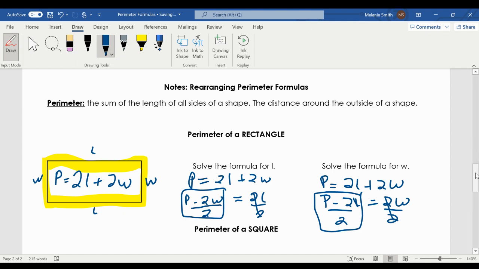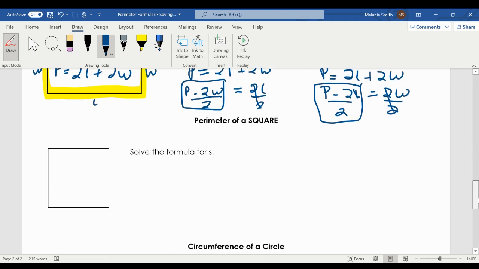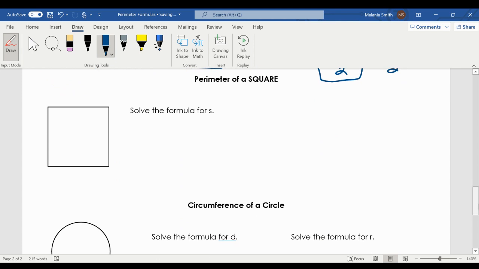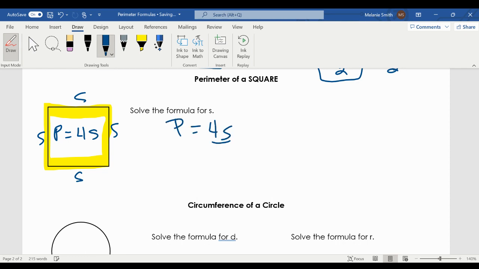All right, so now we do have some other shapes that we have perimeters for. So technically the formula for the perimeter of a square could be the same as the perimeter of a rectangle, but a lot of times we'll simplify this and we'll say all of these sides are S, and because it's a square, all the sides are the same, so P equals 4S. So if we wanted to take that formula and solve it for S, we would just divide both sides by 4. And so in this case, P over 4 equals S.